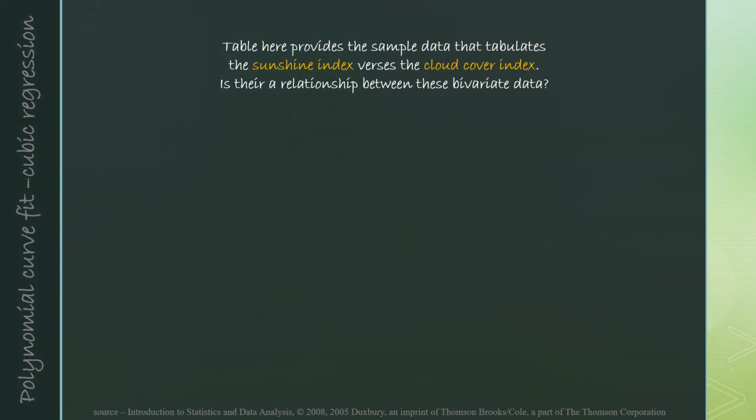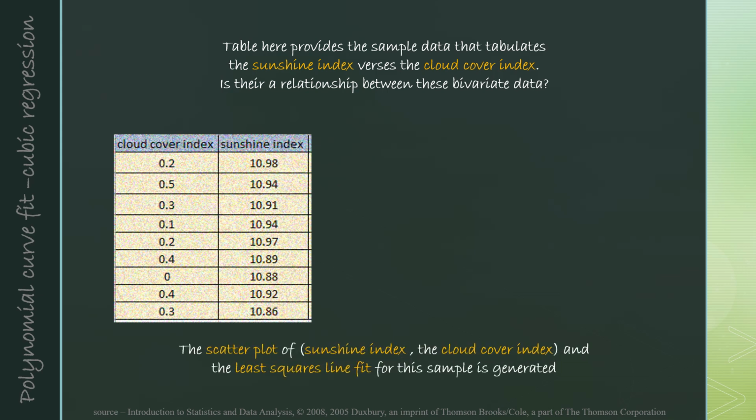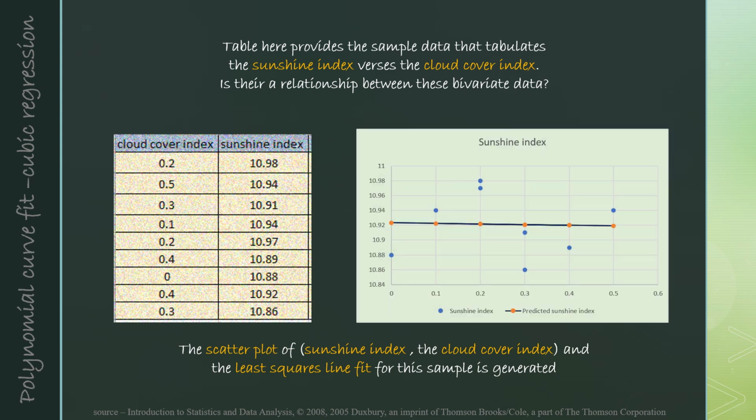Let's understand the cubic regression fit via an example. The table here provides the sample data that tabulates the sunshine index versus the cloud cover index. Is there a relationship between these bivariate data? The scatter plot of the sunshine index versus the cloud cover index and the least squares line fit for this sample is generated.